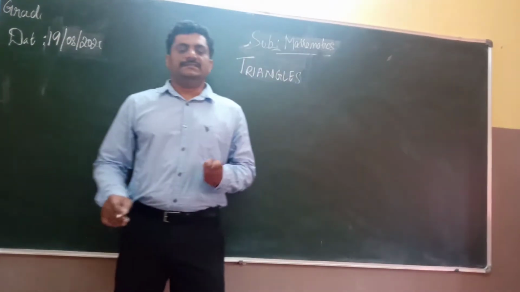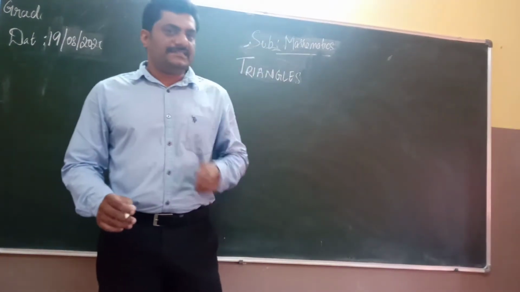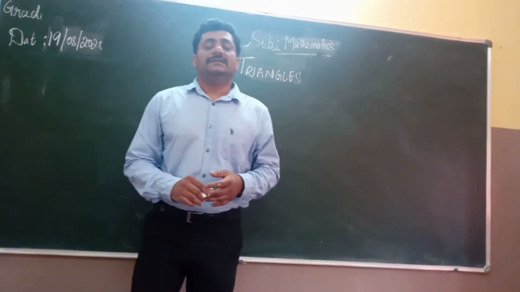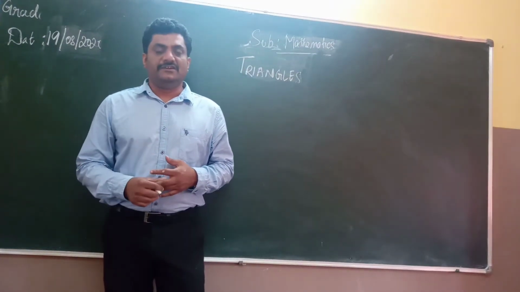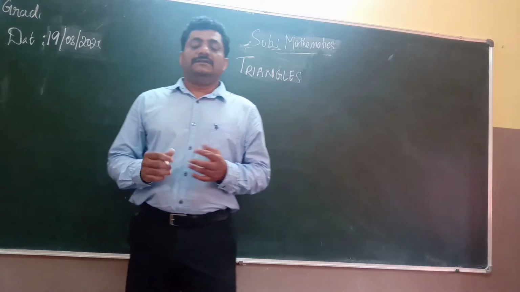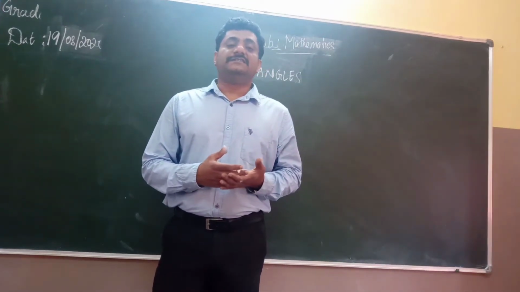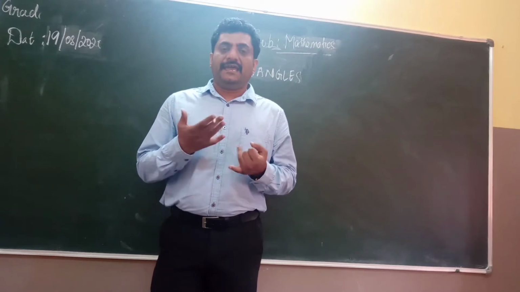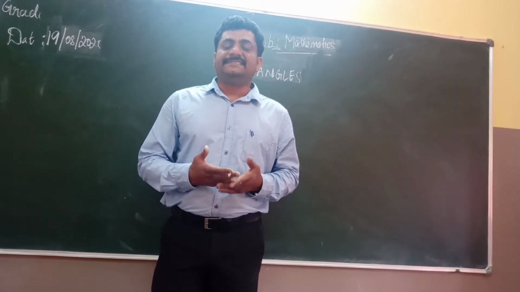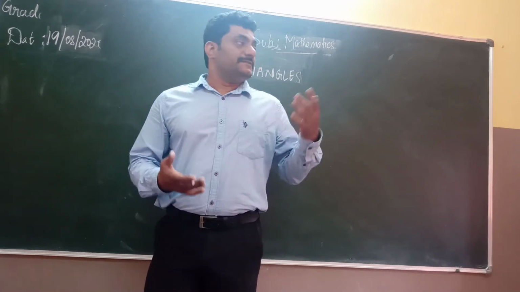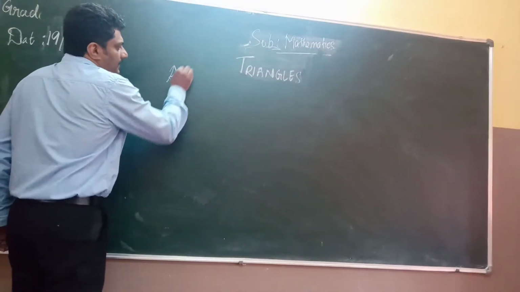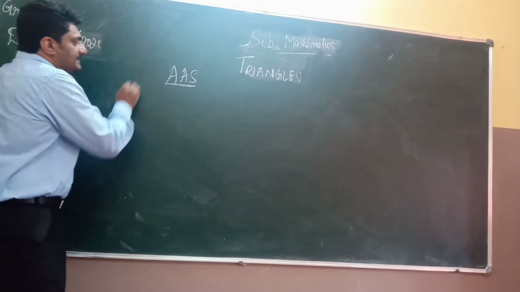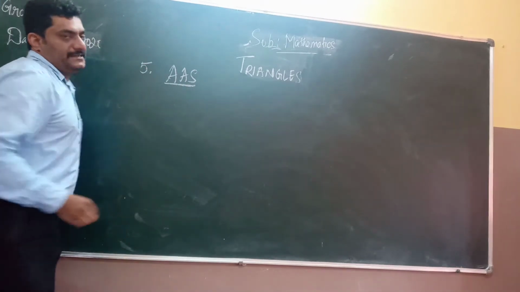Good morning, students. In the previous two classes on triangles, we have understood what congruency is and about the criteria of congruency. In the criteria, we have started with SAS, ASA, SSS, and RHS. Now, in today's class, we are dealing with AAS. This is the fifth criteria.